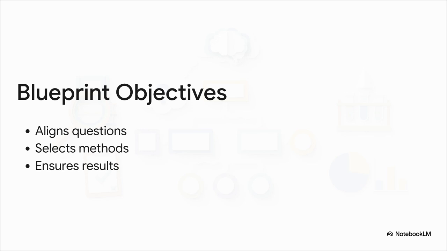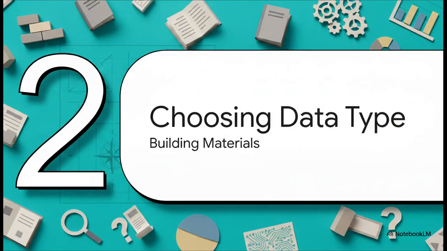And third, and this is definitely the most important, it ensures valid, actionable, and reliable results. If you skip this groundwork, you might collect absolute mountains of data, but none of it is going to be considered valid or reliable by the broader research community. Moving right along to Section 2, choosing your data type, selecting your building materials.